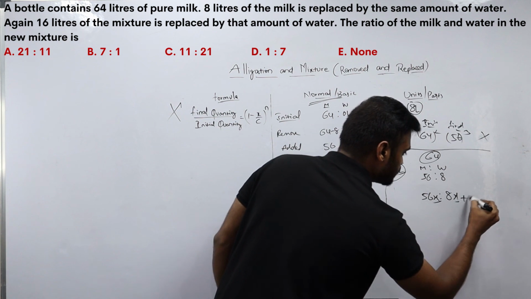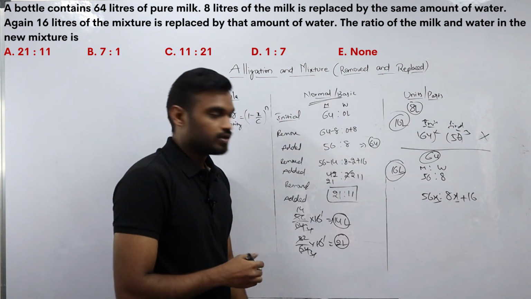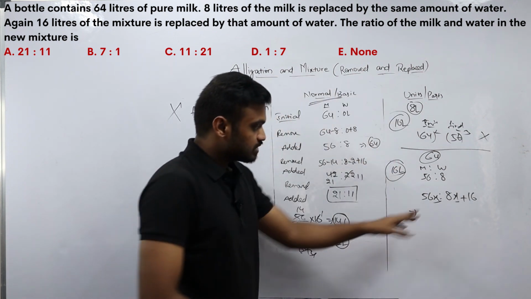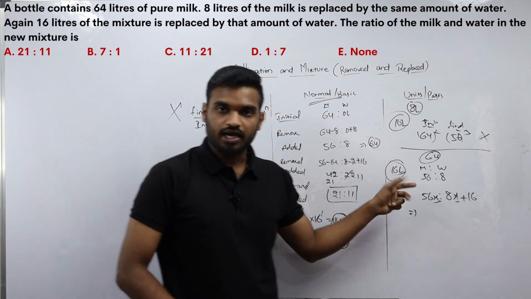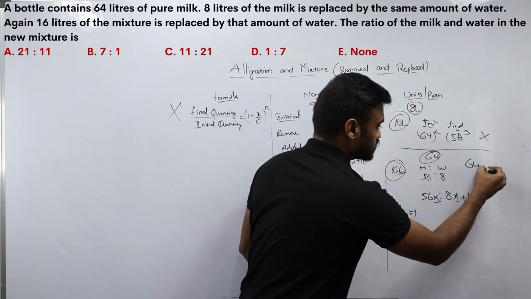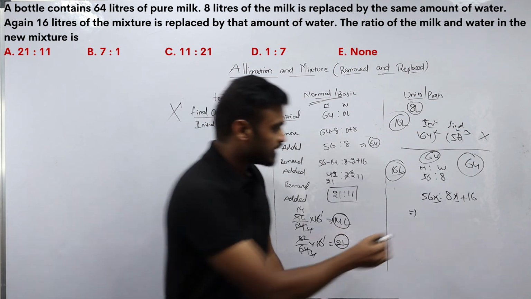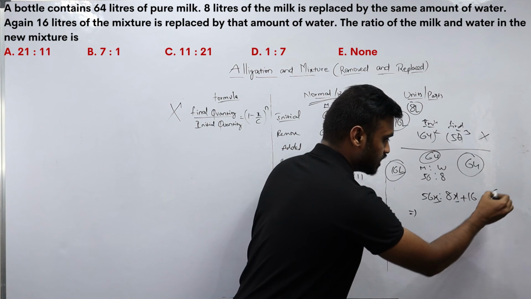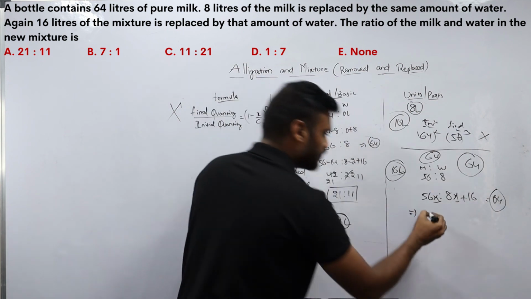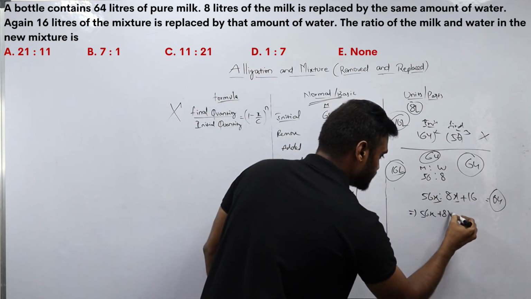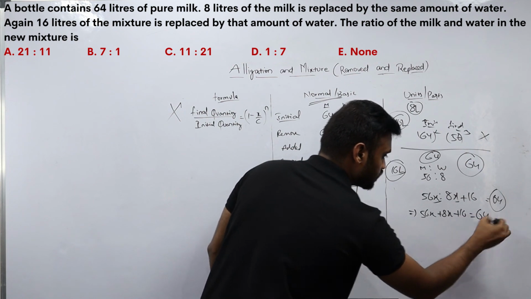Now after removing 16 liters, we are adding the same quantity of water, so 8x plus 16. After adding all this, I need to get the total quantity as 64 liters, because we are removing the same quantity and adding the same quantity. So the final quantity needs to be the same in all the cases, right? Now 56x plus 8x plus 16 equal to 64, right?